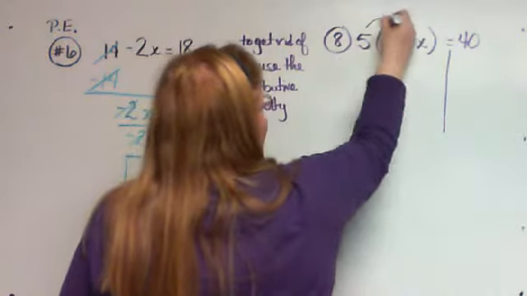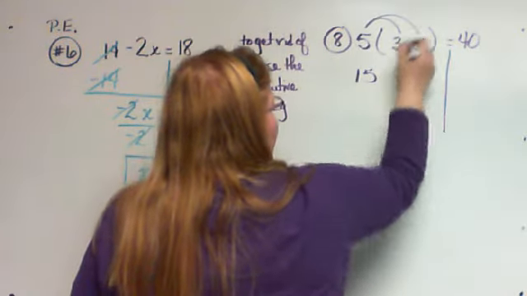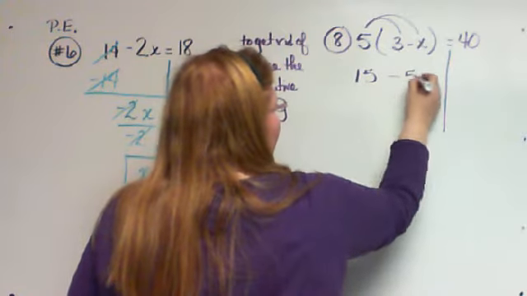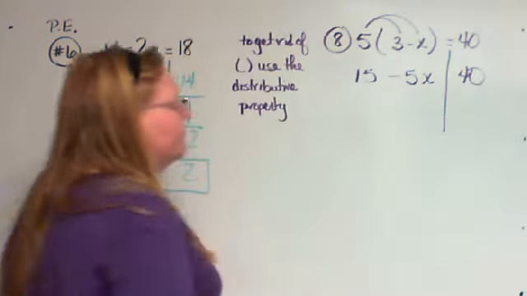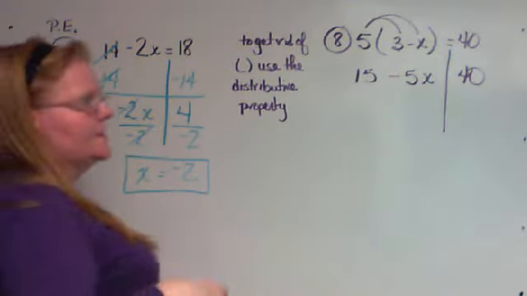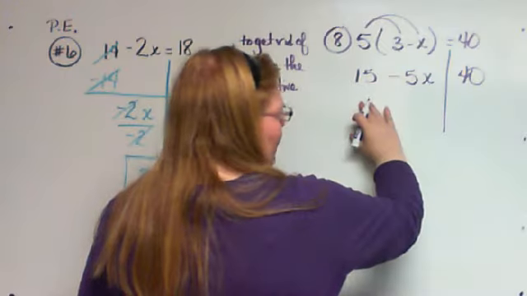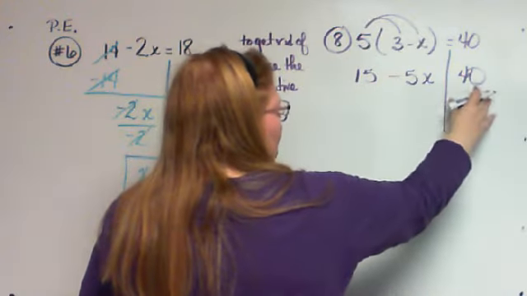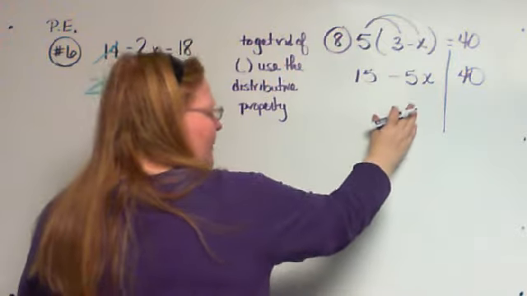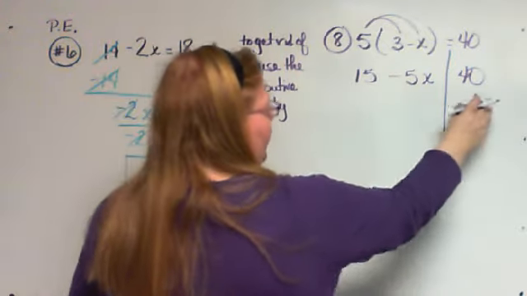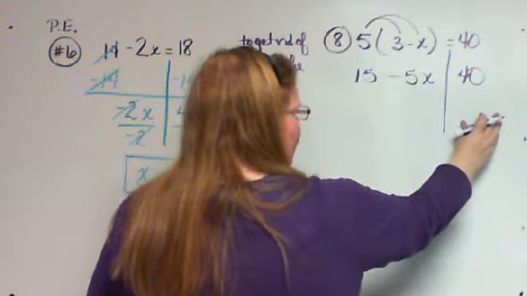So I have to say 5 times 3 is 15, and then 5 times negative x is negative 5x. And that equals 40. Then I look to see if I have any fractions. No fractions. Any like terms over here? No. Any like terms over there? No. Do I have all my letters on this side? Yes. Do I have all my letters on the other side? No. I mean, all my numbers on this side?